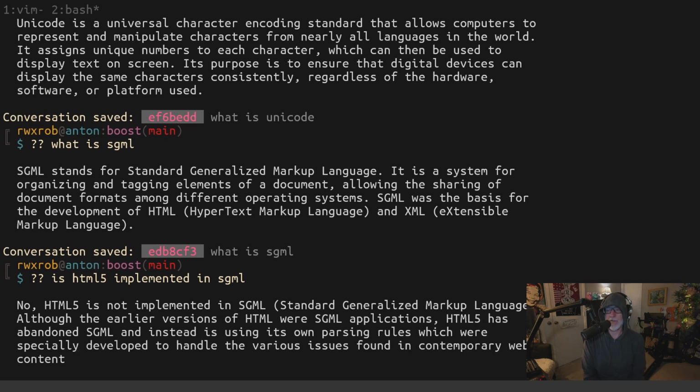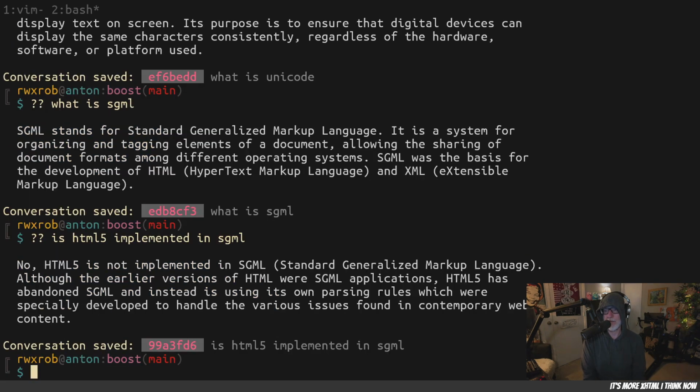No, HTML5 is not implemented in SGML. Although the earlier versions of HTML were SGML applications, HTML5 abandoned SGML and instead uses its own parsing rules, which were specially developed to handle the various issues in contemporary web development.